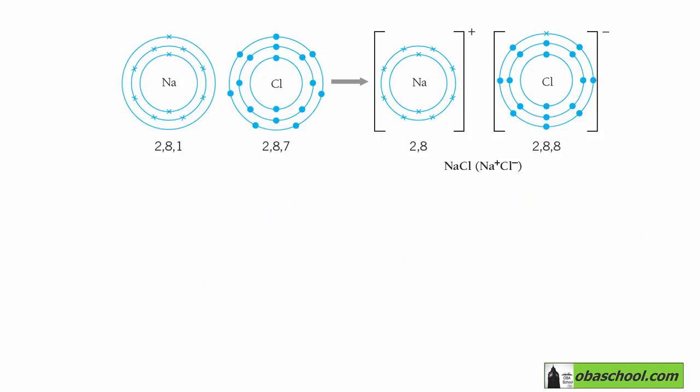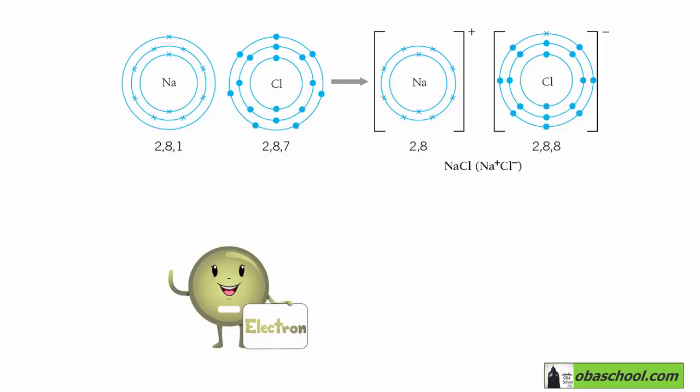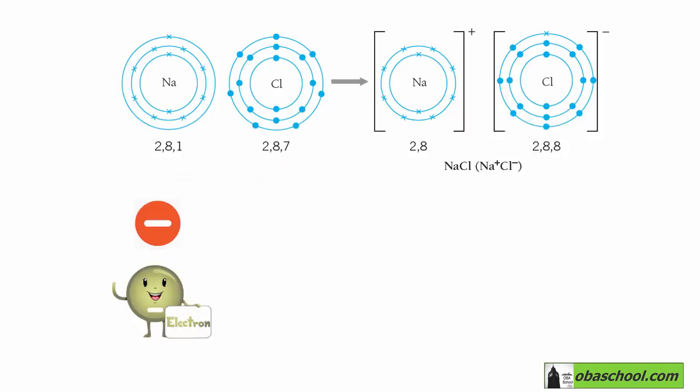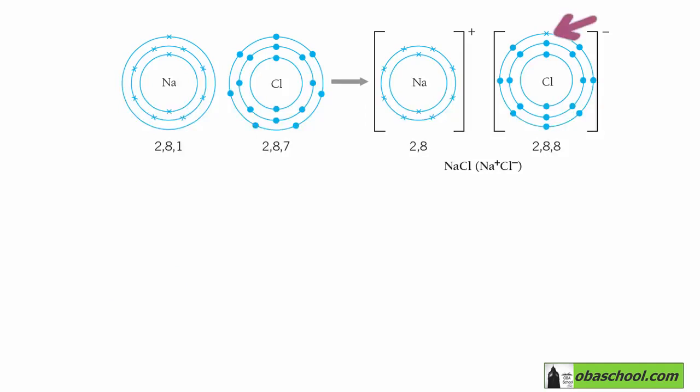This is one way of representing the ionic bonding between sodium and chlorine. The electrons of sodium are represented as crosses, whereas the electrons of chlorine are represented as dots. Sodium will lose one electron, whereas chlorine needs to gain one electron. So sodium will transfer one electron to chlorine. This is the electron coming from sodium. So this is sodium chloride, NaCl.